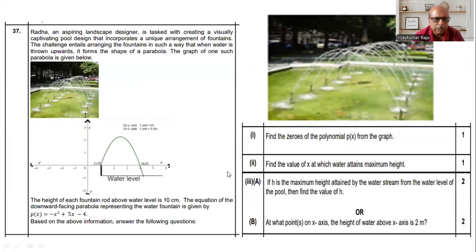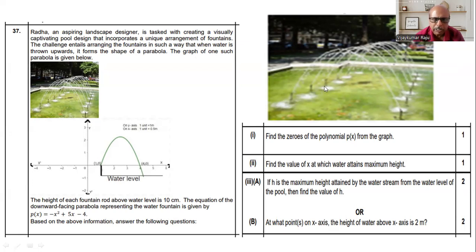Now this is the second question. Radha, 37th question. Radha, an aspiring landscape designer, is tasked with creating a visually captivating pool design that incorporates a unique arrangement of fountains. The challenge entails arranging the fountain in such a way that when water is thrown upwards, it forms the shape of a parabola. The graph of one such parabola is given below.